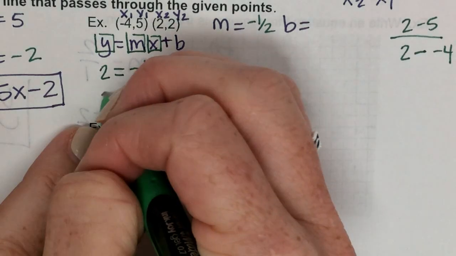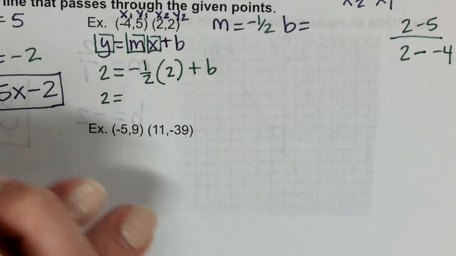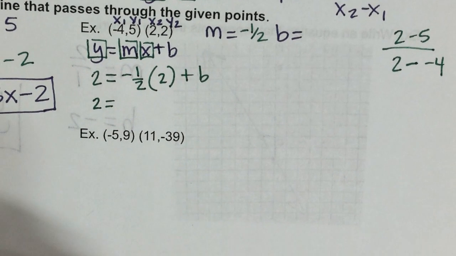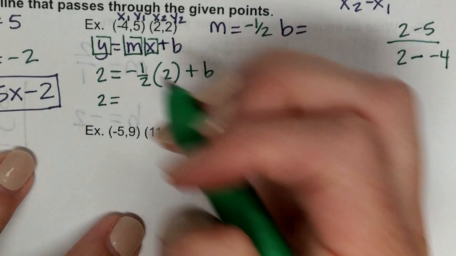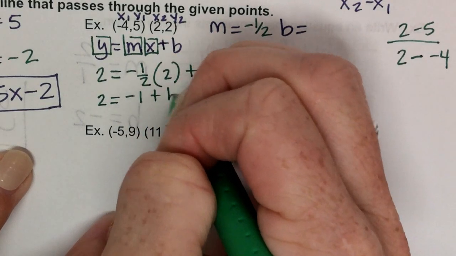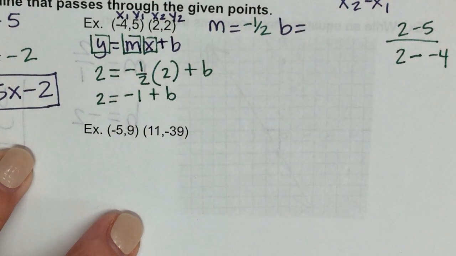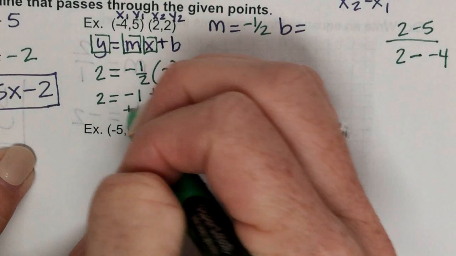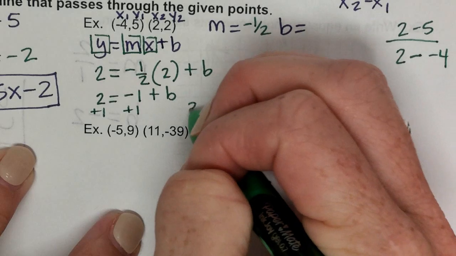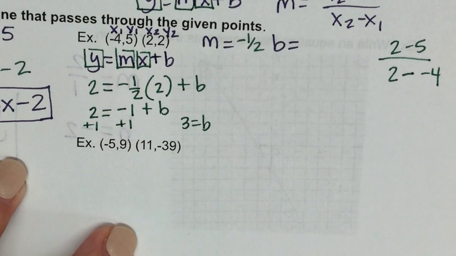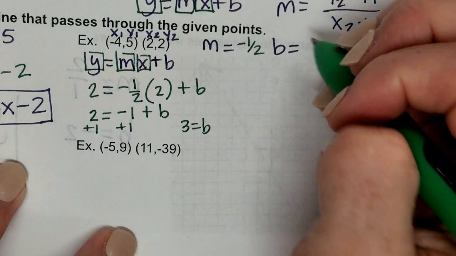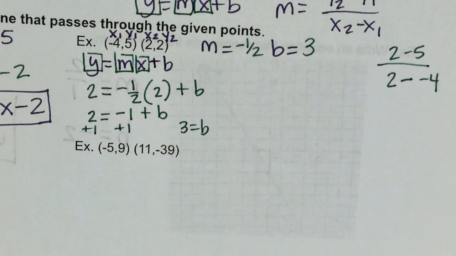Okay, so I have 2 equals. What's half of 2? And it's a negative times a positive, so negative 1 plus b. How would I get rid of the negative 1? Plus 1. And I have 3 equals b. So did I solve for my b? Yes, I now have an m and a b, and I can now write my equation in slope-intercept form.